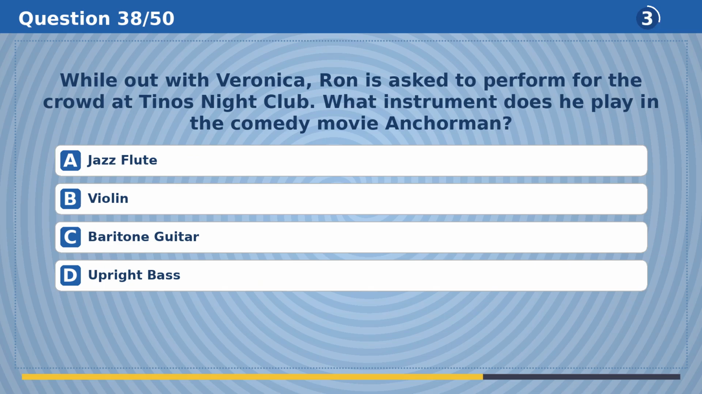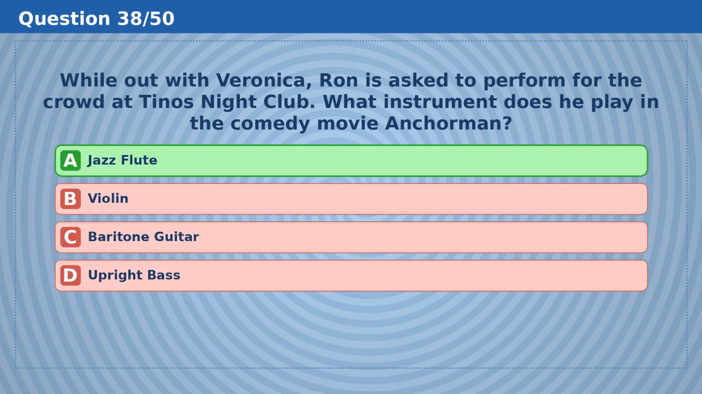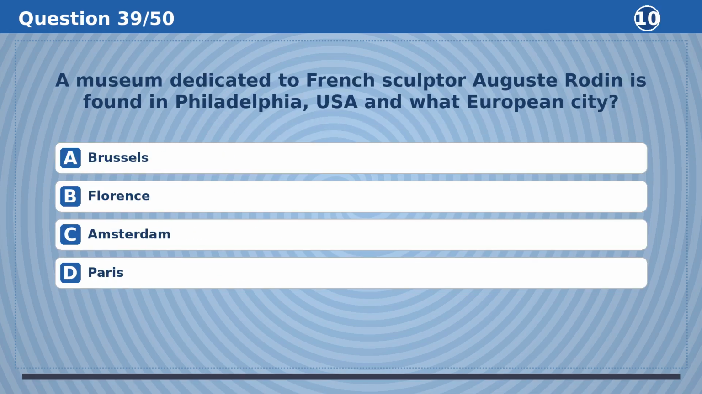While out with Veronica, Ron is asked to perform for the crowd at Tino's nightclub. What instrument does he play in the comedy movie Anchorman? The answer is A, jazz flute.